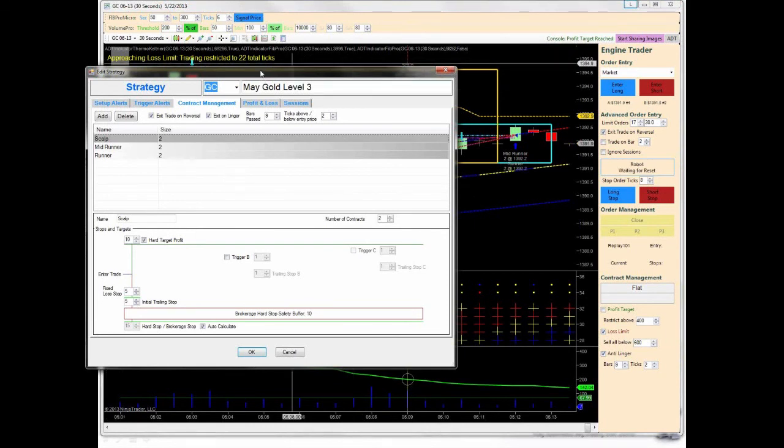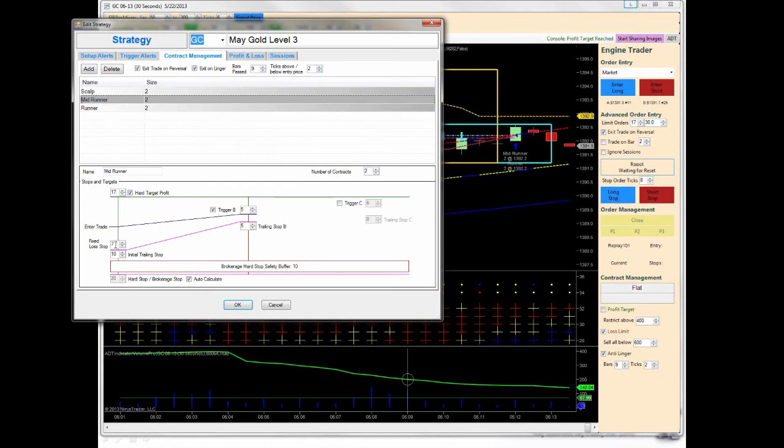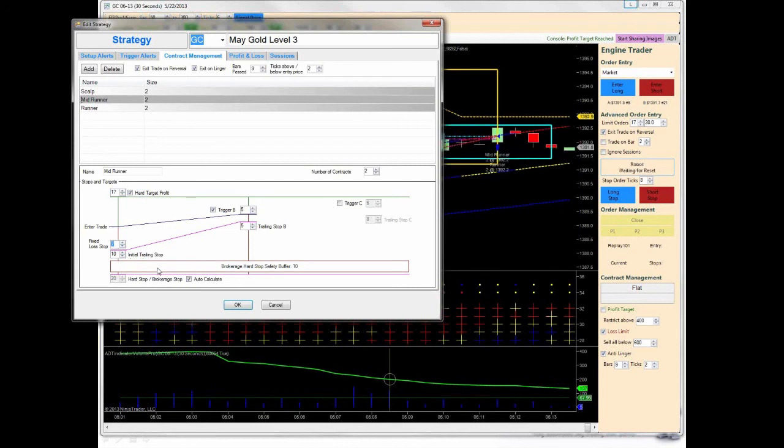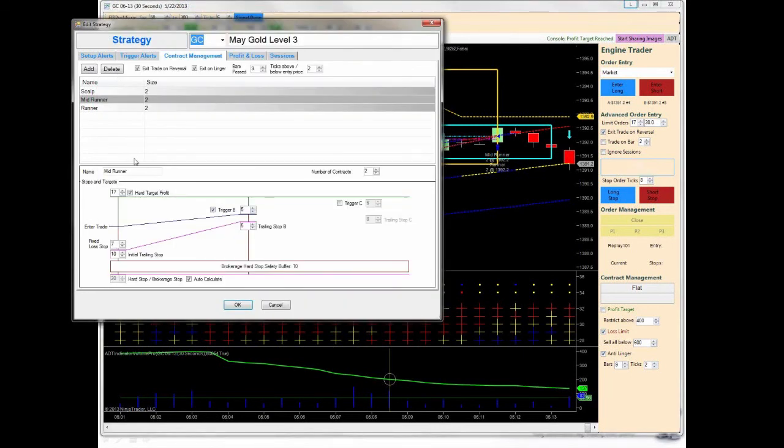22 ticks. What could we enter with 22 ticks? Well, I've got 5 ticks in 2 contracts. See right here, in my first position, that's 10 ticks. I could definitely enter those. My mid-runner has 7 ticks in each contract. That would get me to 17. However, if I were to add another 7 on top of that, that would take me to 24, and I don't have 24 ticks. I've only got 22 ticks. So if we get into another trade, we're going to be limited to 3 contracts, 2 scalpers, and a mid-runner.